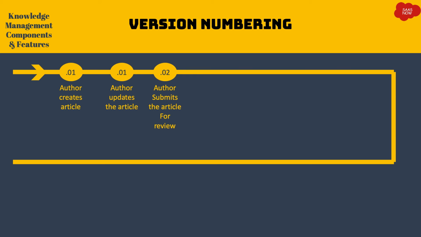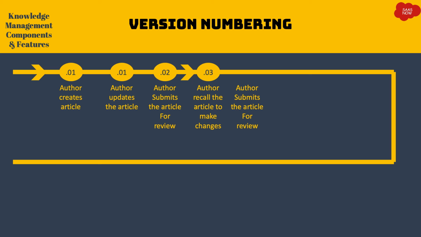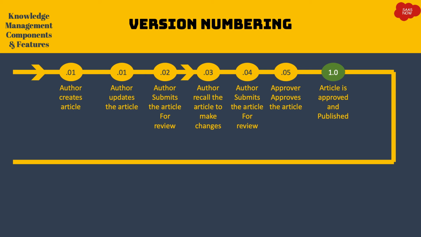Now, when the author submits to publish the article, and then recalls the article, it creates another version. That will be 0.03. After making the change, the author submits the article again for review, which creates version 0.04. Once the approver approves the article, it creates version 0.05. And once the article is published, version 1.0 is created, which is the published version of that article.